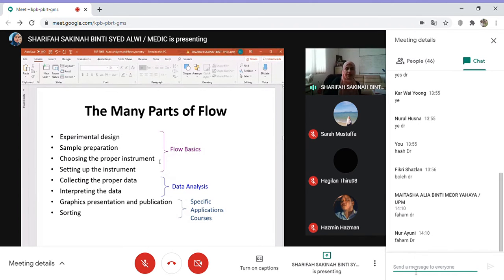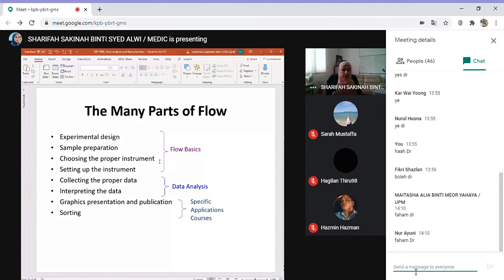Now, the many parts of flow cytometry. As I told you before, Flowcyto is a very big machine. It is a high-end machine and a very expensive one, so obviously it has many parts. First of all is what we call flow basic, which involves the experimental design, sample preparation, choosing the proper instrument, and setting up the instrument.